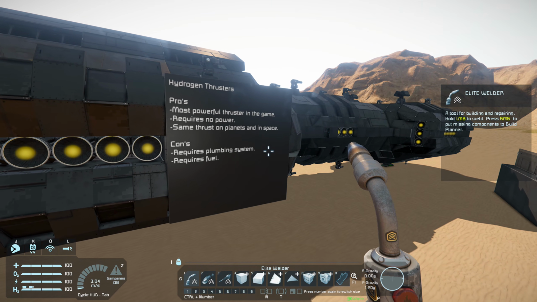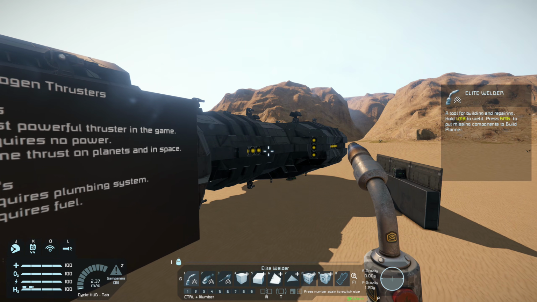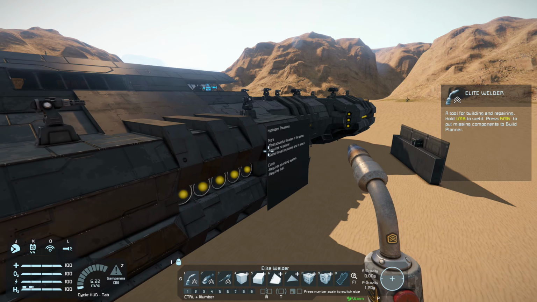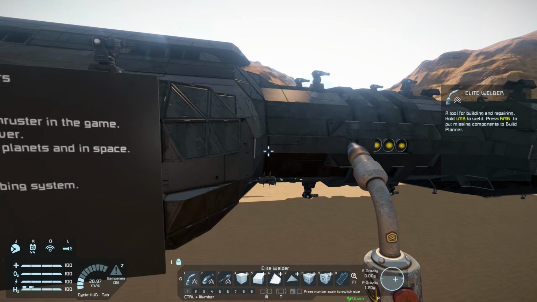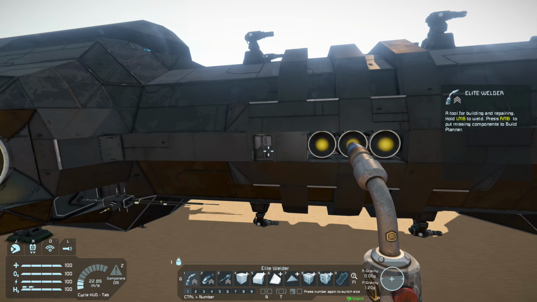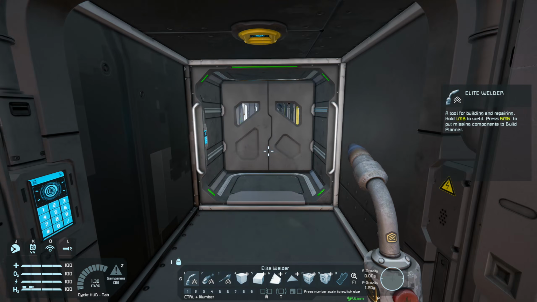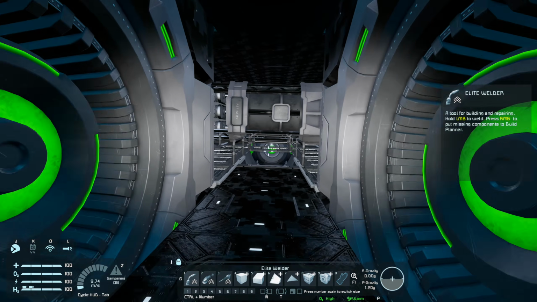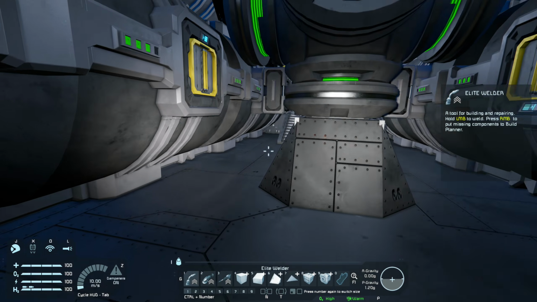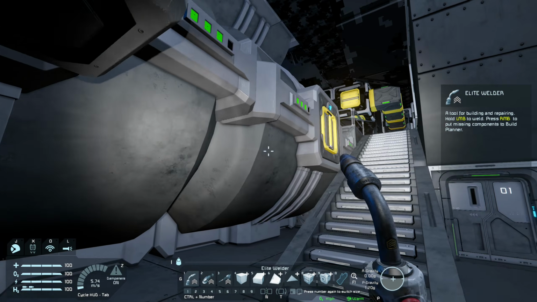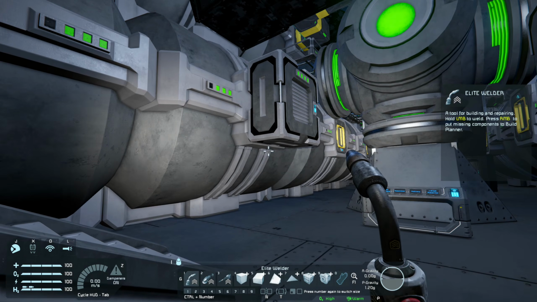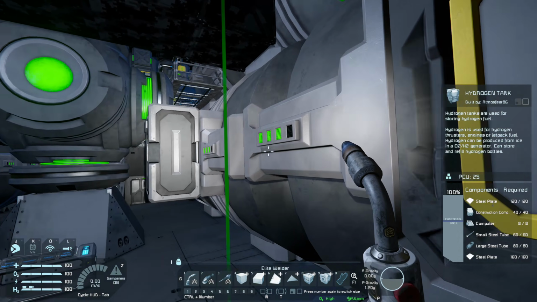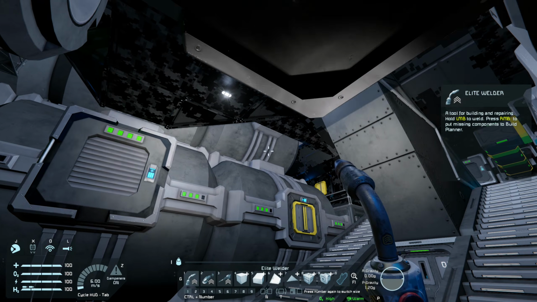Obviously, one of the big cons with hydrogen thrust is that you need to have an intricate plumbing system. Together with that, you need to basically provide fuel tanks. So if we go inside this ship, I'll just show you the hydrogen tank setup that we've got in here. You can see that we've got a whole bunch of hydrogen tanks. Now these obviously add a whole bunch of weight, and they also require a lot of ice to fill up.